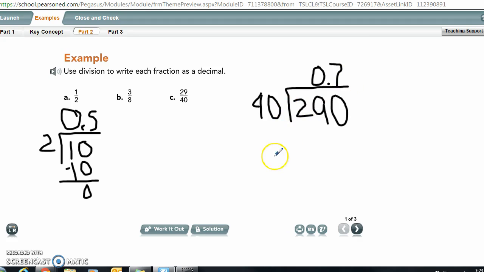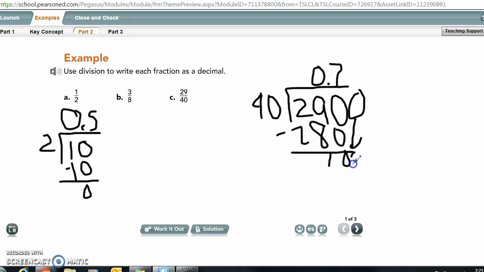So 40 times 7 is equal to 280. So I'm going to subtract 280. I get 0, 1, 10. Okay, I had to add a 0. Okay, bring that down. How many times will 40 go into 100? Twice. 40 times 2 is 80. I get 20 left. And add a 0. Bring it down.